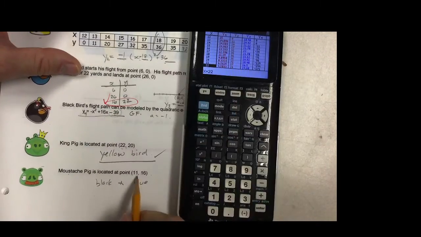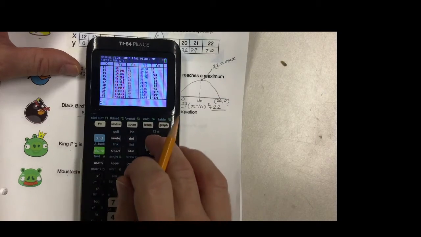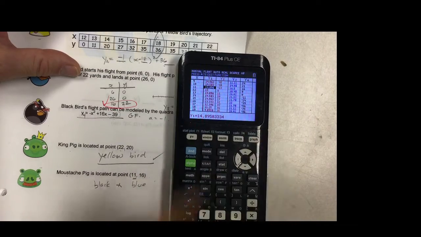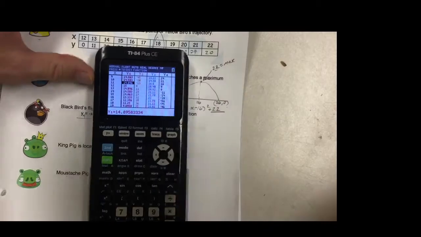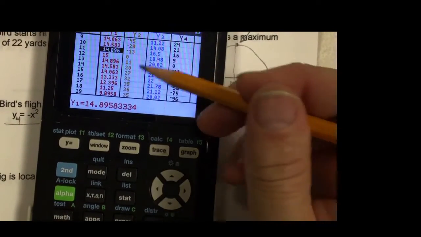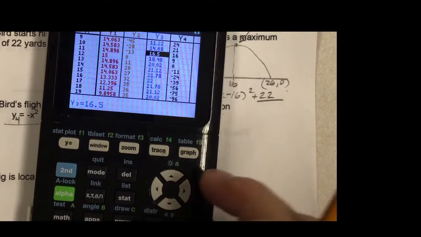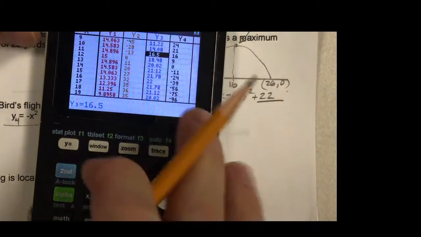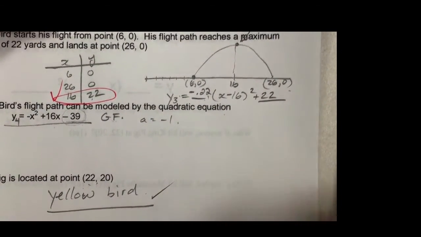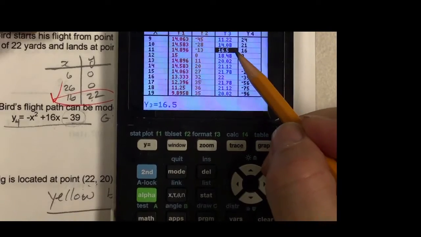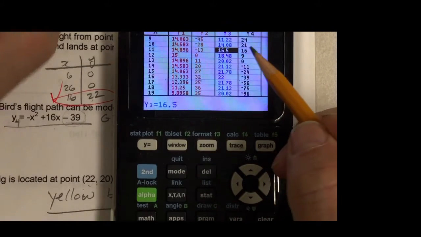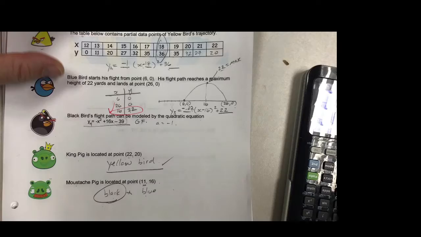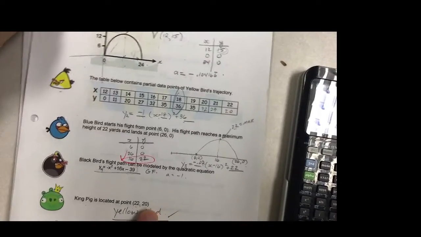The other one was a little bit trickier. It was 11. So let's go up to 11. There's 11. And we said it's either black or blue. Well, red's way off there. Here, I'll zoom in on this. Red's way off. Orange is off. And black and blue, you got blue is 16.5 and black is 16. Which is the one that actually hits? Black. It's pretty close, but blue is actually 16.5. The real answer then would be blackbird. Blackbird hits it.